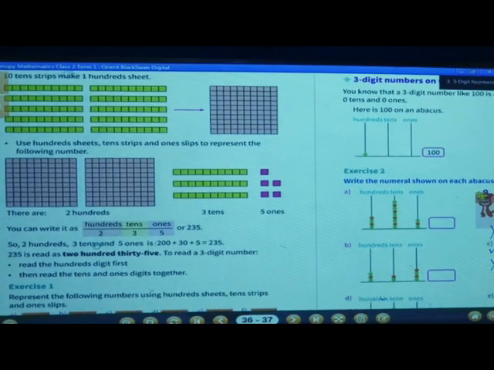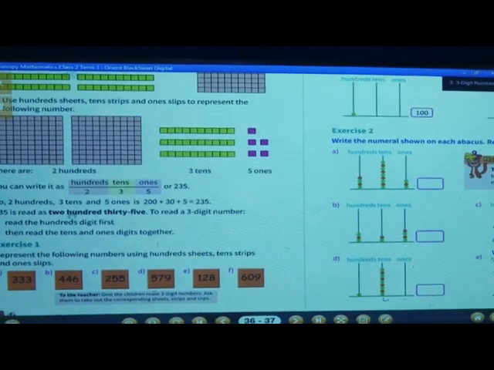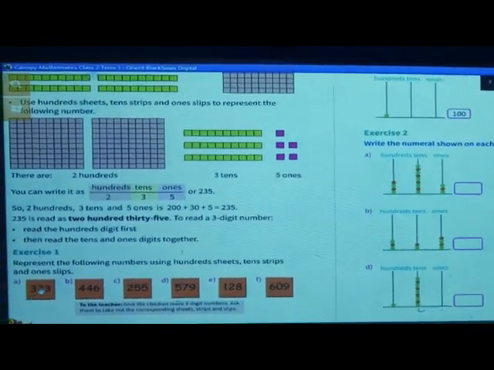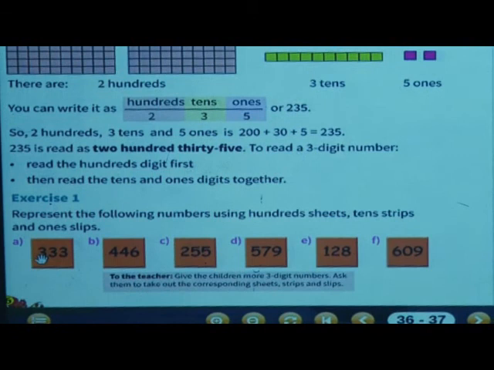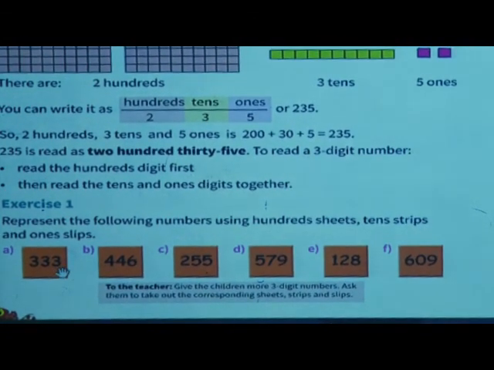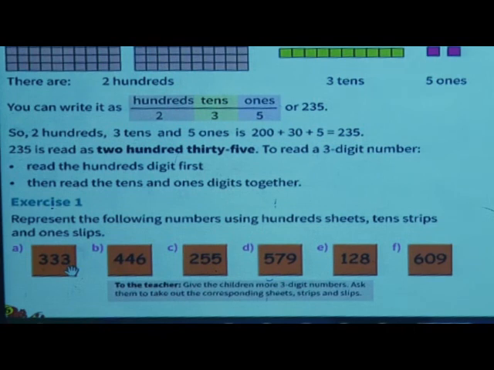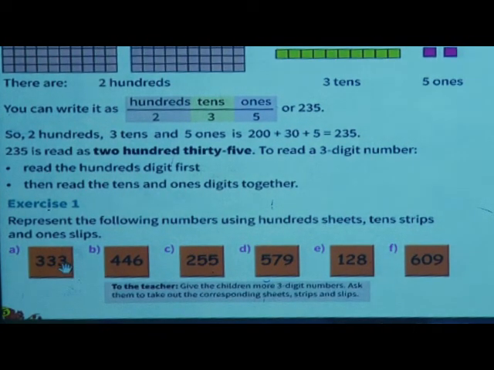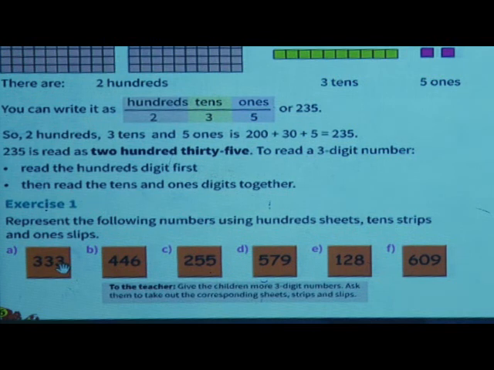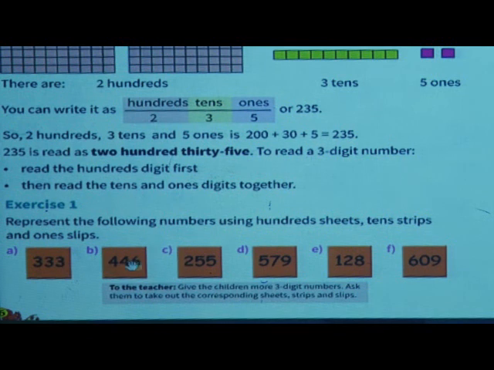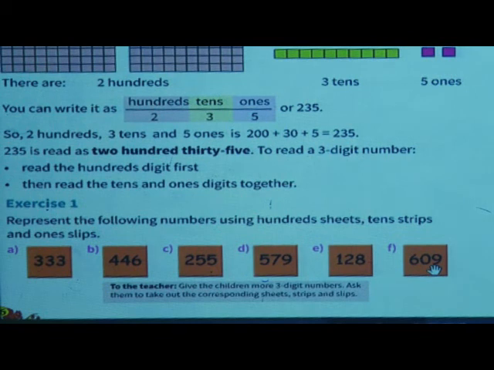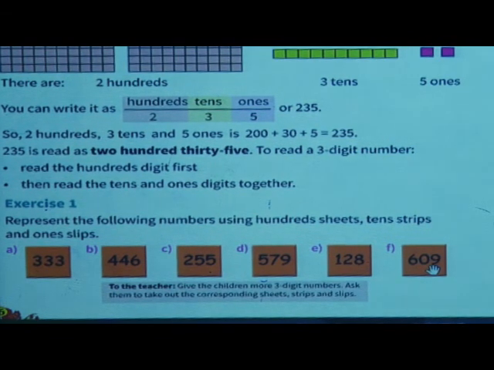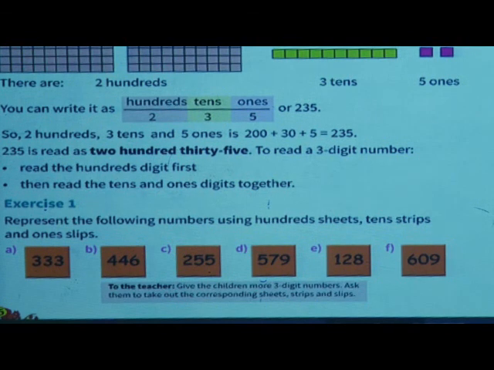Then in the next section we had seen exercise 1. In this exercise 1 we have drawn 300, that is 3 sheets, then 3 tens and then 3 ones. The 3 tens we drew as box sticks, and then 3 individual ones. We have solved A, B, C. Then have you done D, E, F? I had told you to solve them. Now how to solve this on the abacus, we are going to see.